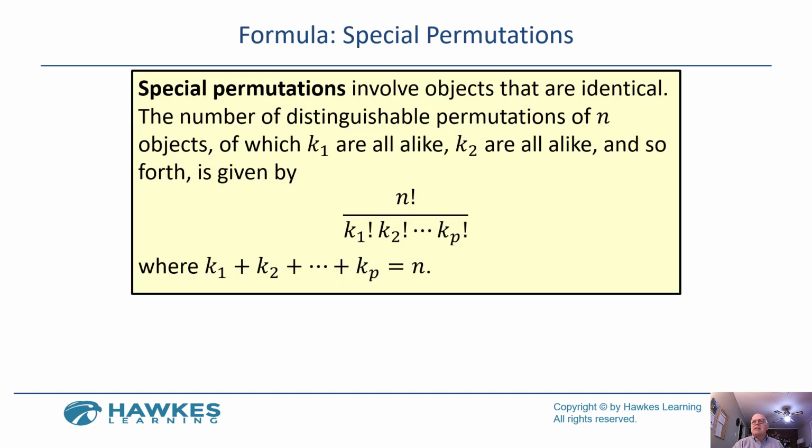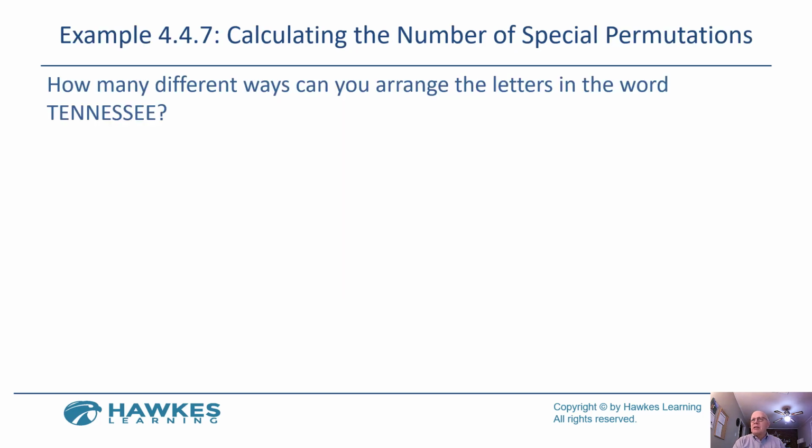Okay, special permutations. This is a little bit different. I'll show you in a minute, but take a look at what the formula looks like. This is the total on the top, and the K's represent the parts. And all of these K's put together, the first one, the second one, and so on, add up to that total. So how do we use it?